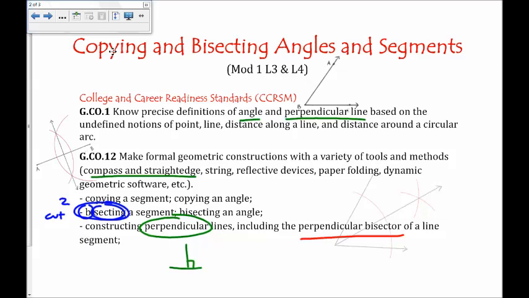And we'll talk more in class about how to copy a segment, copy an angle, bisect a segment, bisect an angle, and construct perpendicular lines.